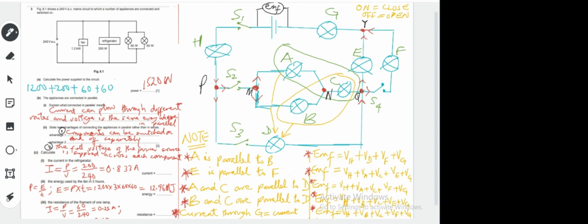But check these things. Check components A and D, lamp A and lamp D. Let's see if they're in parallel. I'm talking about lamp A and lamp D. Let's see if they're in parallel.